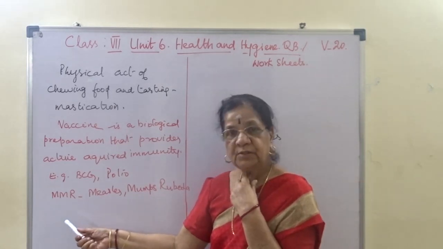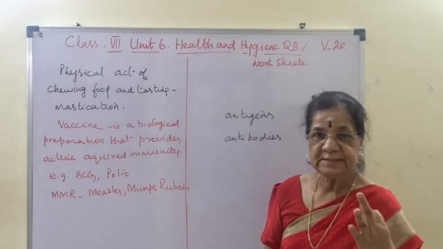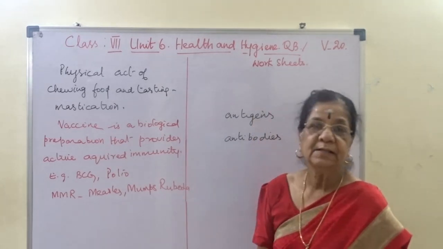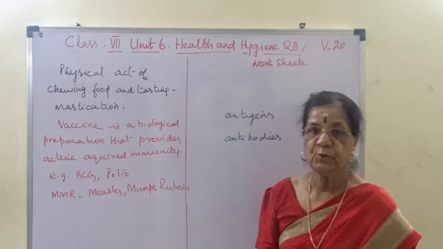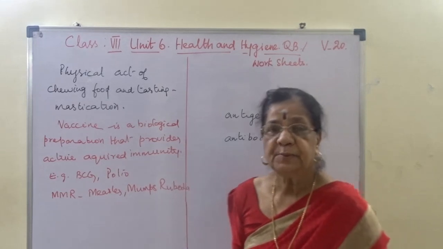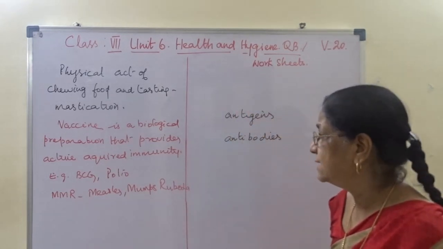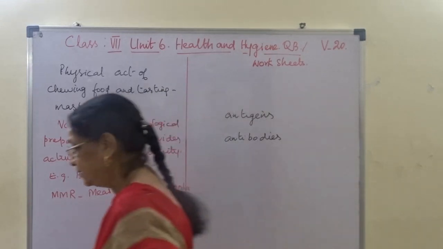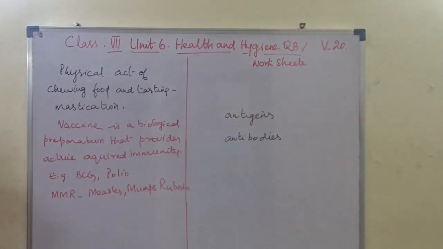Then the MMR vaccine prevents 3 diseases: measles, mumps and rubella. Okay. So a vaccine is a biological preparation that provides active acquired immunity. This is the definition for vaccine. I hope you are able to follow this.